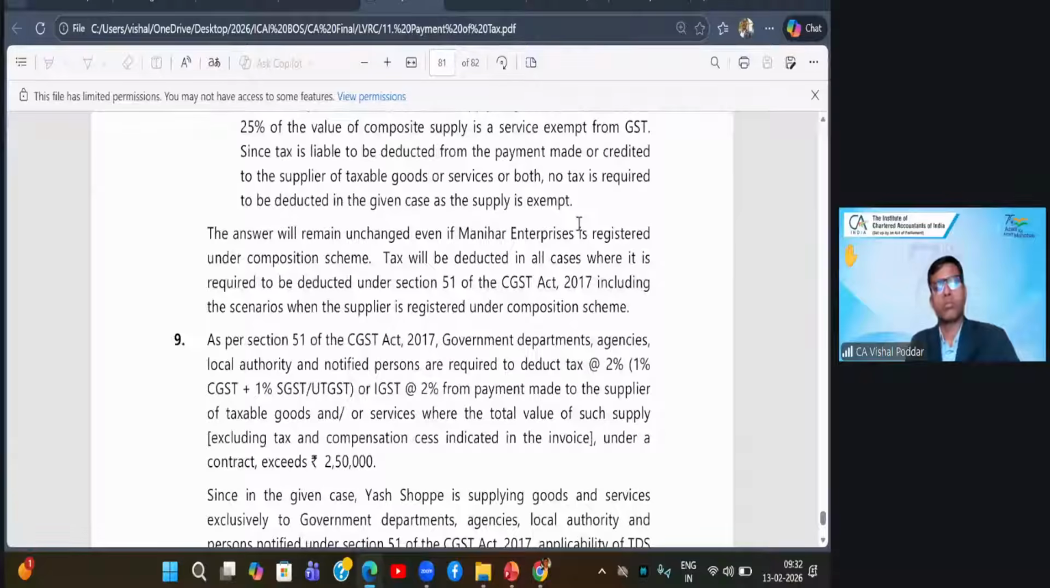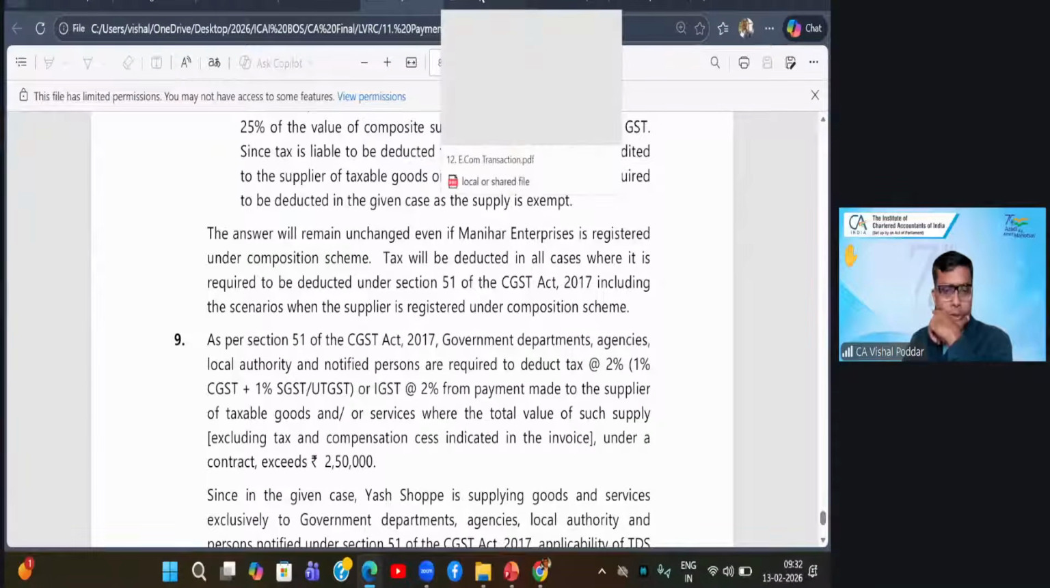The answer will remain unchanged even if Manihar Enterprise is registered under the composition scheme. Tax will be deducted in all cases where it is required to be deducted under Section 51 of the CGST Act 2017, including the scenarios when the supplier is registered under the composition scheme. So all the above answers will remain the same, even where the composition scheme is applicable to the supplier.